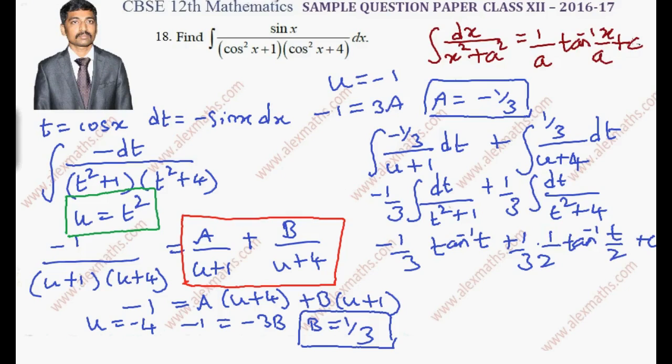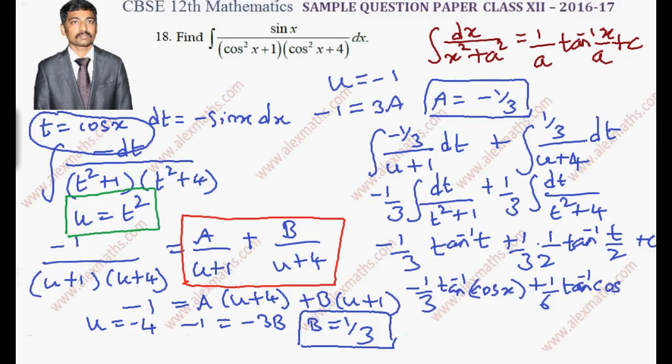After that, we have to replace the value of t, which is nothing but t is equal to cos x. So minus 1 by 3 tan inverse cos x plus 1 by 6 tan inverse cos x by 2 plus c.